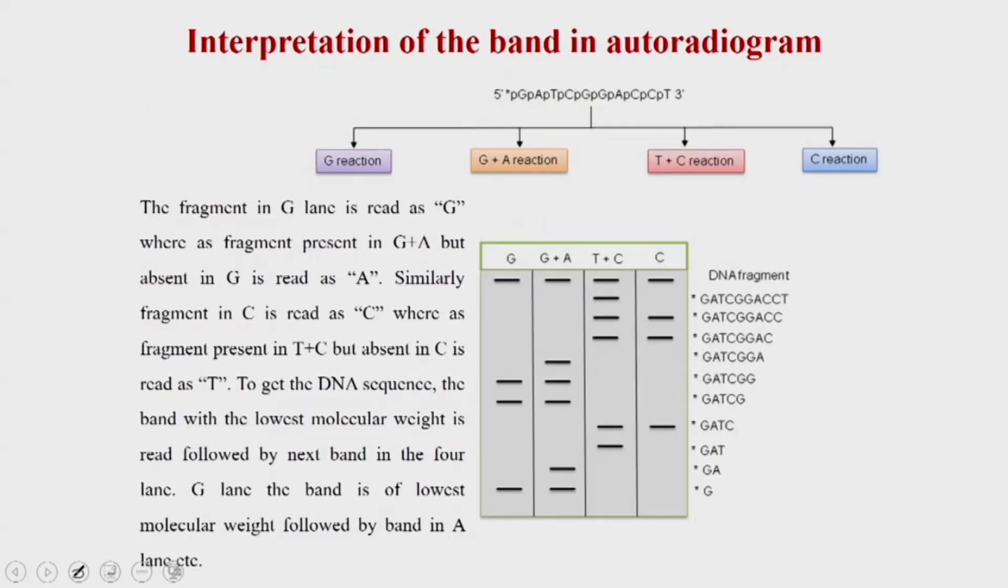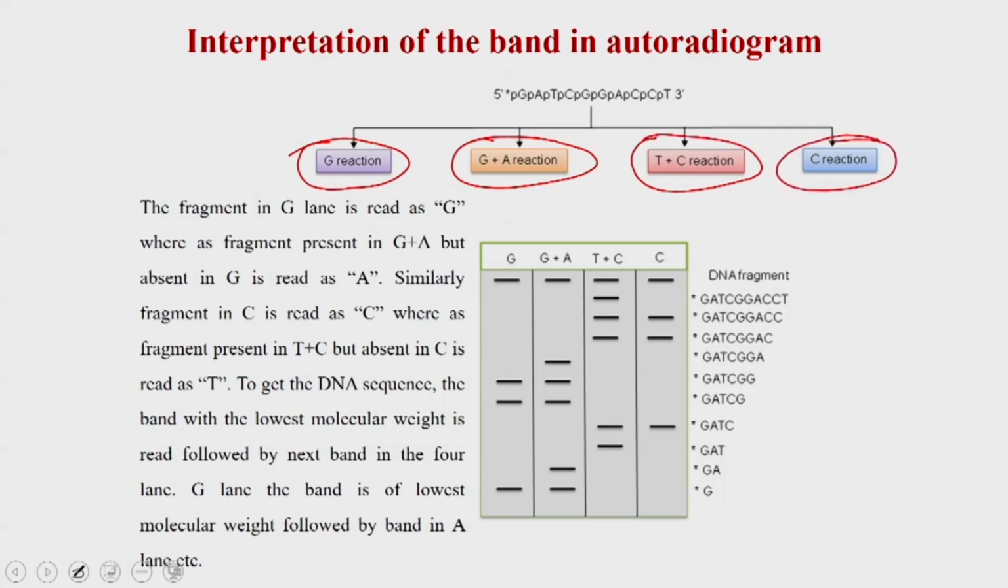Now, what are you going to do? You are getting the 4 reactions: G, G plus A, T plus C, and C reactions. So, this is the pattern in the G reaction, G plus A reaction, T plus C reaction, and C reaction. So, how does the interpretation go? The fragment in the G lane is read as G, whereas the fragment present in G plus A but absent in G is read as A, okay?